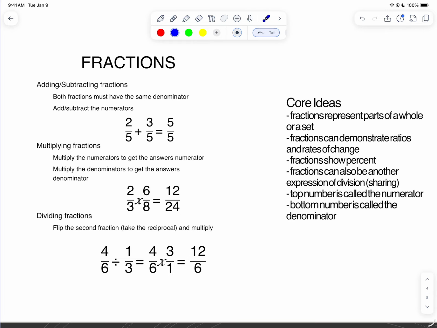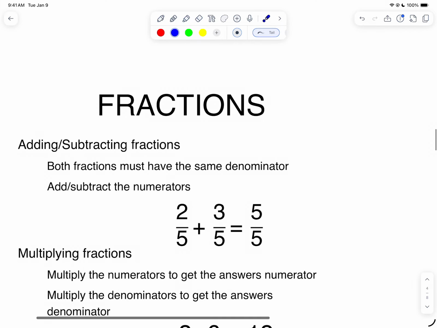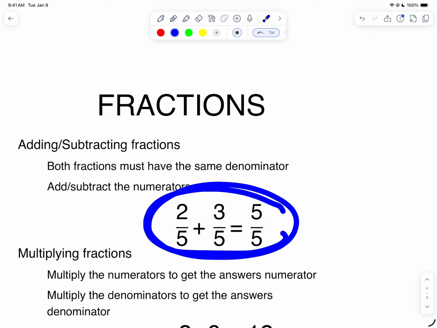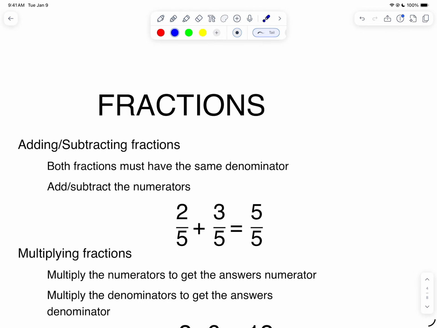So let's organize this. When we are adding and subtracting fractions, the main thing is that we need the denominators to be the same. So in this scenario, if we have 2/5 and 3/5, we add them. The denominators are already the same, no problems. They already match. So we leave the denominator the same and we add the numerators, or the top numbers. So 2 plus 3 equals 5. So 2/5 plus 3/5 equals 5/5, which if we divide it, we get 1.